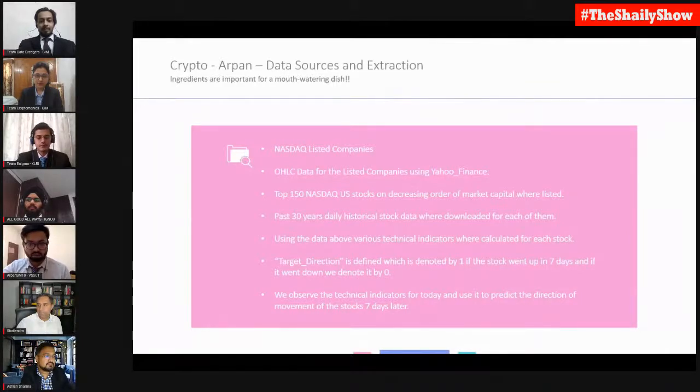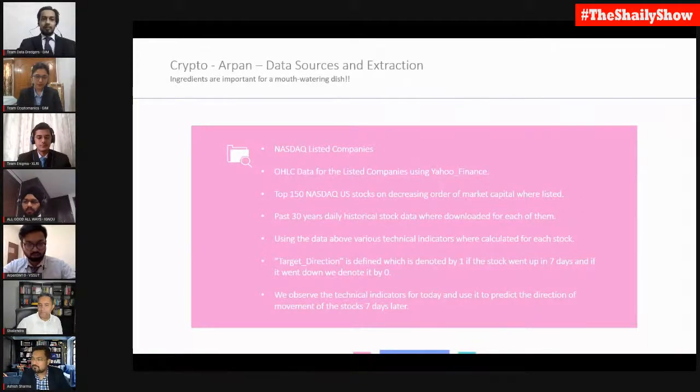The first data source that I took was the NASDAQ listed companies. NASDAQ has thousands and thousands of companies. For predicting, I don't have to take all the stocks, because that consisted of many penny stocks also, which were not as valuable as the top stocks. So what I did was I took the top 150 NASDAQ stocks based on market capital, the companies which had a good market capital.